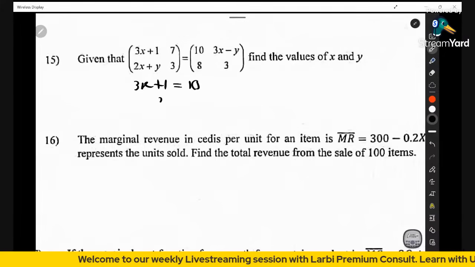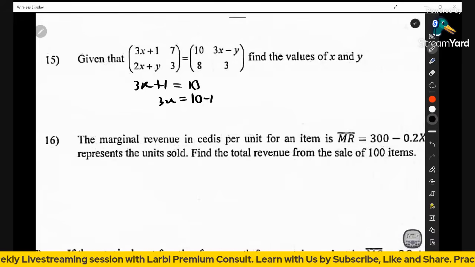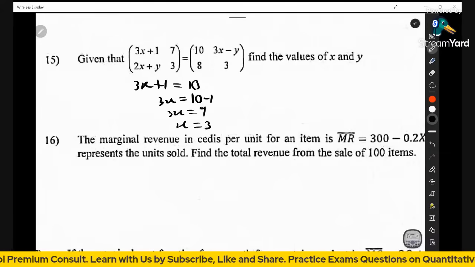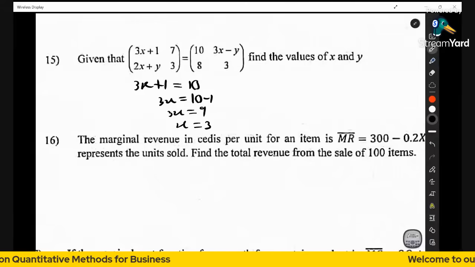So what are we getting? 3x should be equal to 10 minus 1. Okay, and we are getting 3x to be equal to 9. So therefore, x should give us 3, because we divide both sides by 3. Okay, so once you're able to get 3, that's fine. You can move on to find your y.